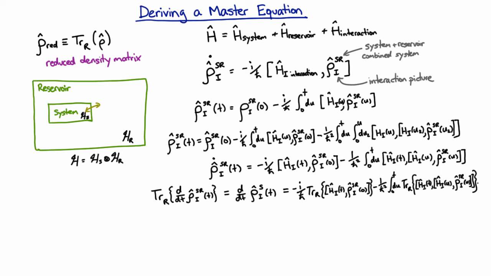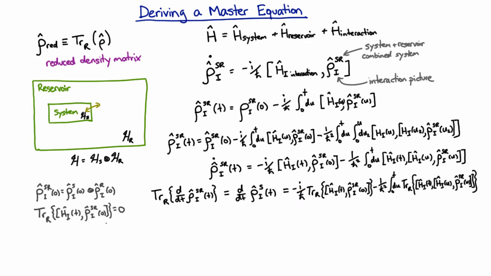And now we can finally make our approximations. So first of all, we assume that our system was initially separable. In other words, second of all, we assume that this term here happens to be zero. And this is true for a lot of physical cases that we examine.